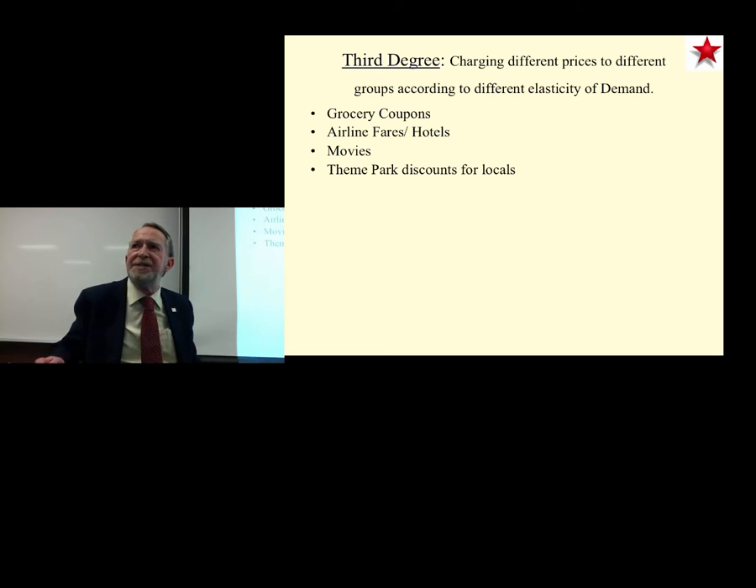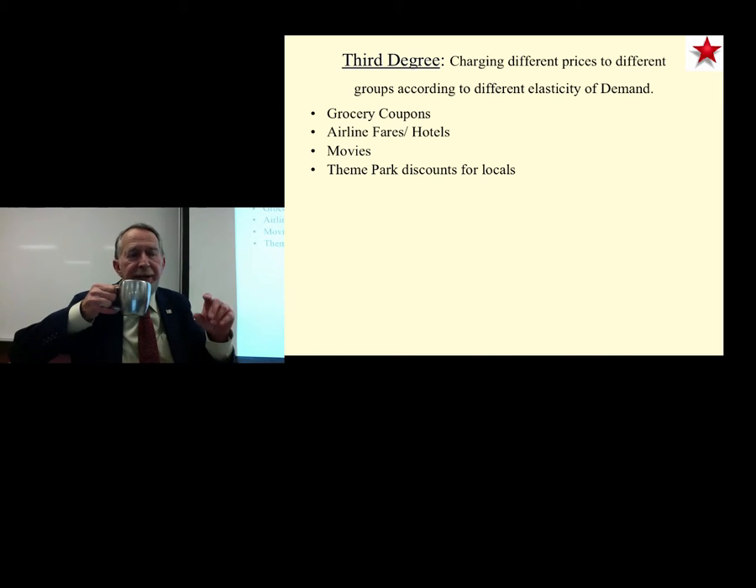Disneyland and other theme parks discount for local customers versus people who are coming in from out of state. They do it by zip code. So you can show them your driver's license, and if you're in a certain zip code, you get the lower fee. So the idea is lower the fee for the locals and keep the fee up for the people who are flying in. That must mean the locals are what kind of buyers? Elastic. And the other guys are inelastic. Good. What is it about the locals which would make them more elastic?